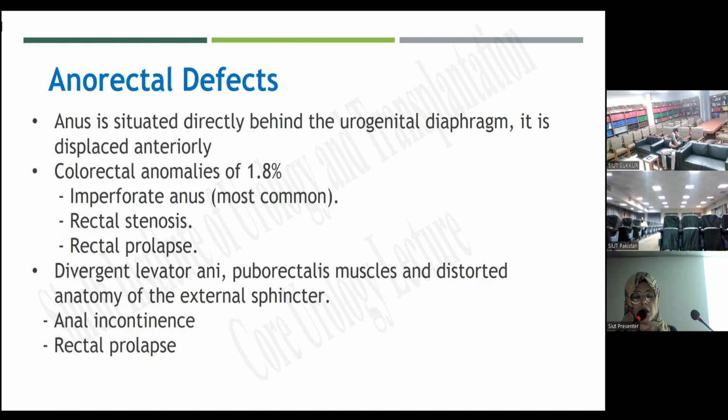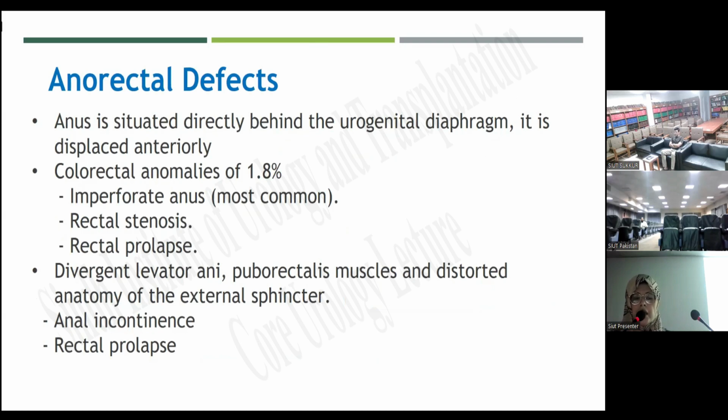Anorectal defects include the displacement of the anus anteriorly. Two percent of the colorectal anomalies associated with the EEC include imperforate anus most commonly. The other two are rectal stenosis and rectal prolapse.